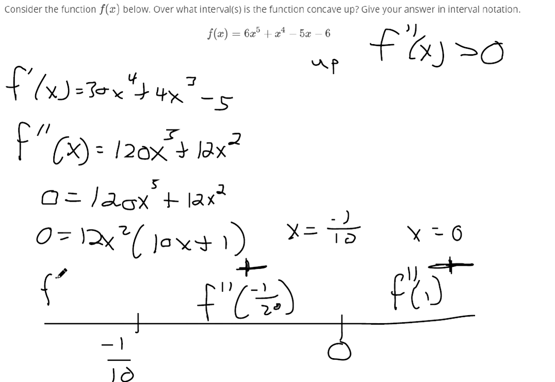Now trying something to the left of -1/10. Let's try x equals -1. If you plug that in, you get -10 plus 1 makes -9. So positive times negative makes a negative. It's concave down over here.